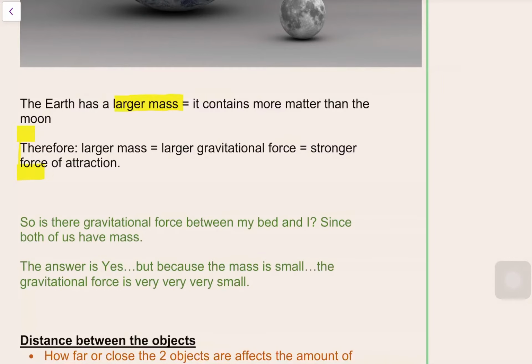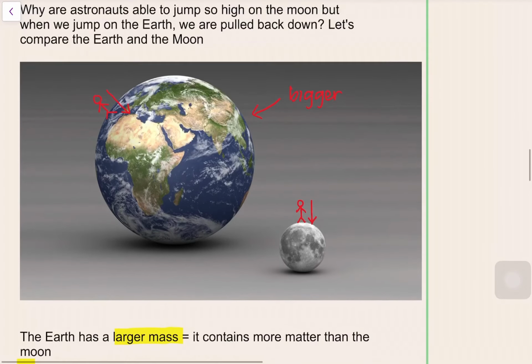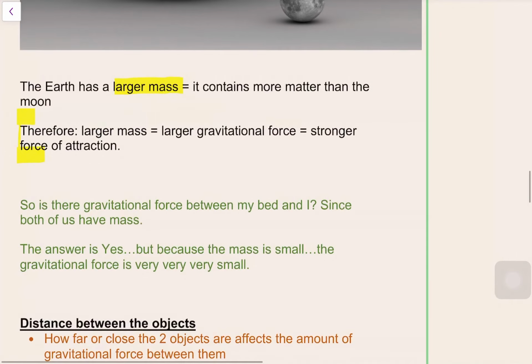So you might be wondering, is there gravitational force between my bed and I, since both of us have mass? The answer is yes. But because the mass of the two objects are very small, the gravitational force is very, very, very small as compared to the examples that we have looked at here.